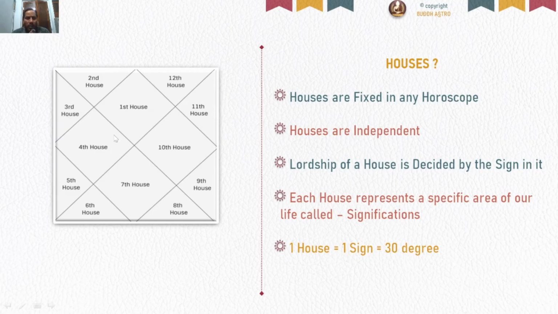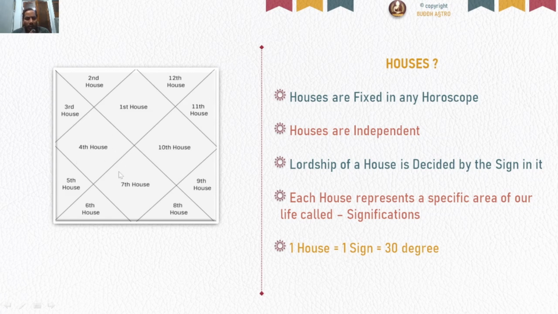Suppose we are talking about mother, so the fourth house will show our mother in any horoscope. So this is the fixed area, because the fourth house will show the mother. Each house has specific significations or a specific life area. You have to remember, I will show you, but you have to remember that this is fixed.